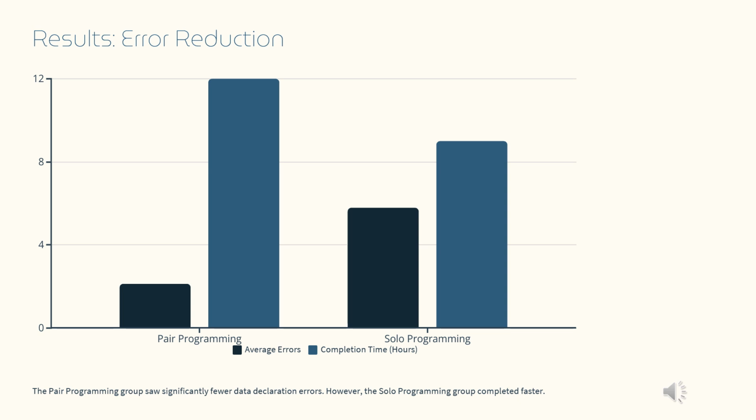This is a statistical graph that shows the results of error reduction using pair programming as well as solo programming. It's clearly visible that the average errors are very minimal in pair programming, while they are maximum in solo programming. While pair programming takes time because it leads to discussion between two people, it reduces errors to a very low level.